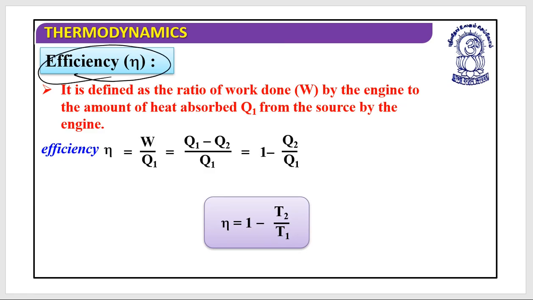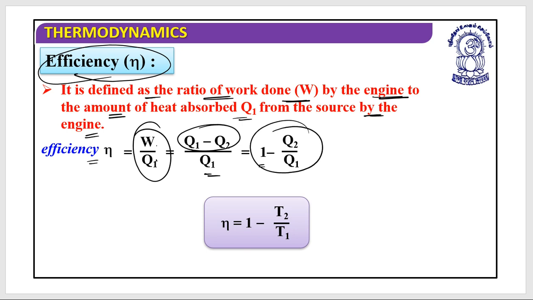Now let's define a very important term of an engine: efficiency. When we say efficiency, it is the ratio of work done by the engine to the amount of heat absorbed, Q1, from the source by the engine. So efficiency is the ratio of work done to Q1, which is Q1 minus Q2 divided by Q1, and this equals 1 minus Q2 by Q1. Or this can be related with the temperature as well, such that efficiency equals 1 minus T2 by T1. So this is the efficiency of an engine.